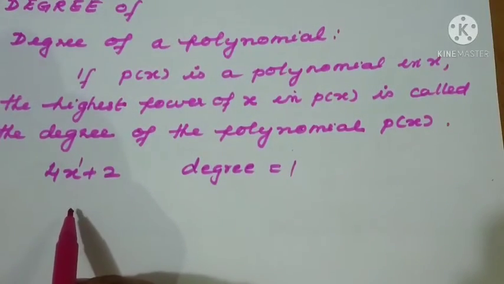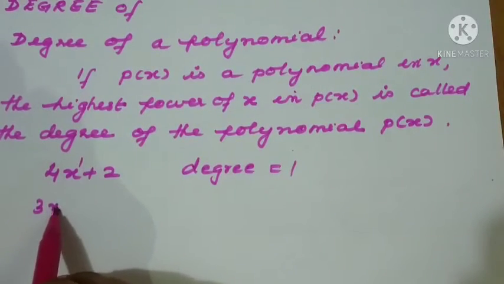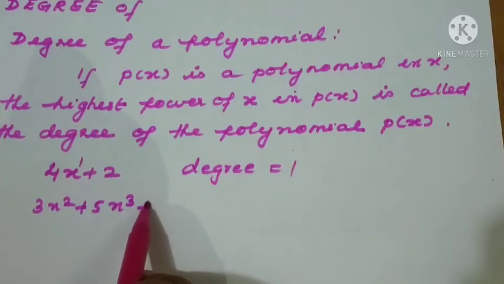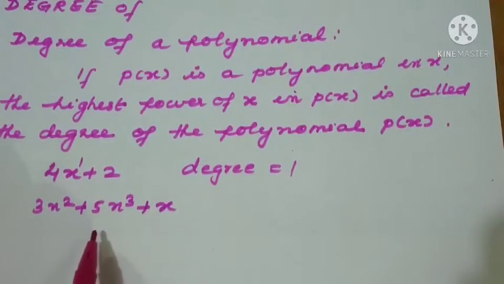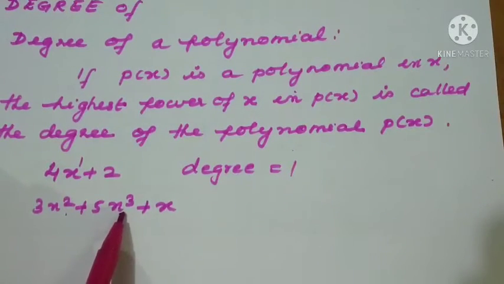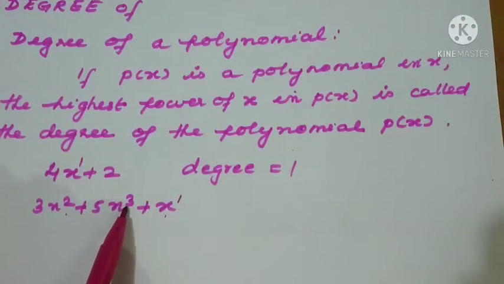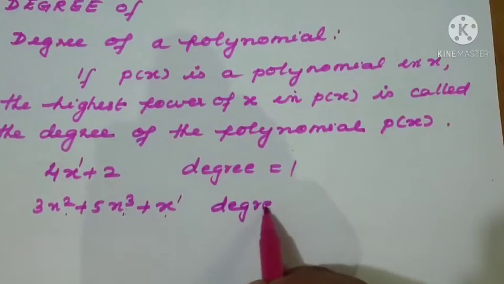Now let me write the next one: 3x square plus 5x cube plus x, only I am writing. So what is the degree of this one? x has power 2 here, but x has power 3 here, and x has power 1. So among these, which is the highest? The power 3 is there. So that means the degree is equal to 3 only here.